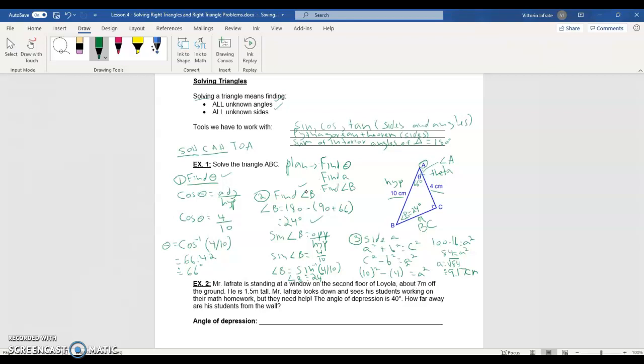And if I asked you to round to one decimal place, you would say 9.2 centimeters. So we can go and fill that out here, 9.2 centimeters. So we solved the triangle. We found angle B, we found angle theta, we found side A. And so now that we have all the components found, we've successfully solved for the triangle. Make sure it's nice and organized.